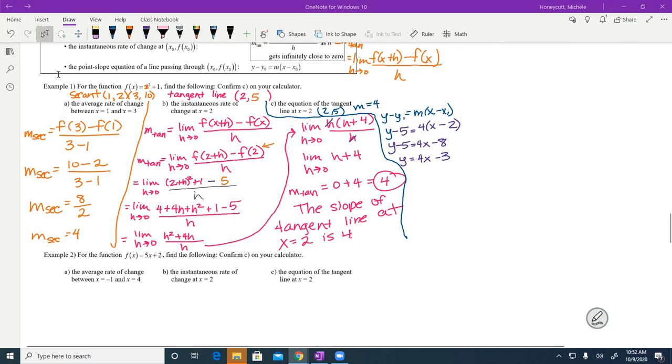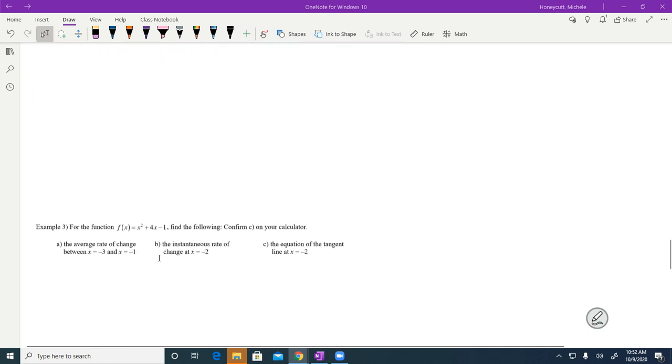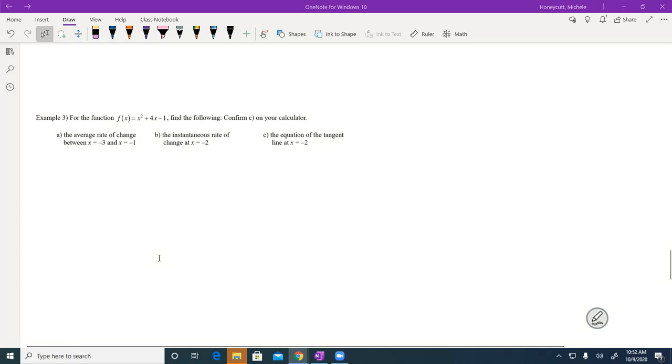So I'm going to do one more example just like that so that you guys can see another one worked out. I'm going to skip example 2 because that's a line, and we saw earlier that a tangent line on a line is pretty much the same line. So we're going to skip example 2. It's not as interesting. So let's look at example 3. Example 3 is on page 9 in your notes packet.